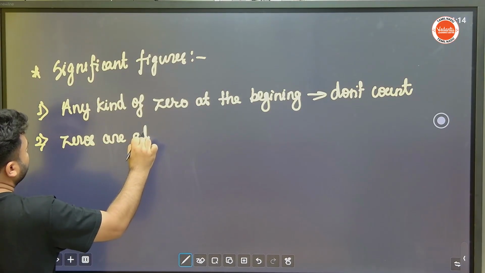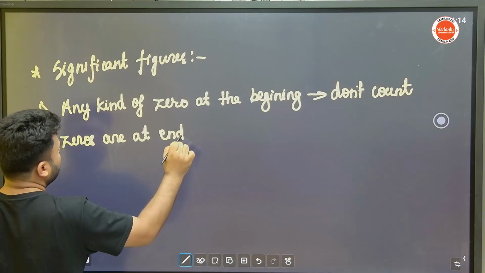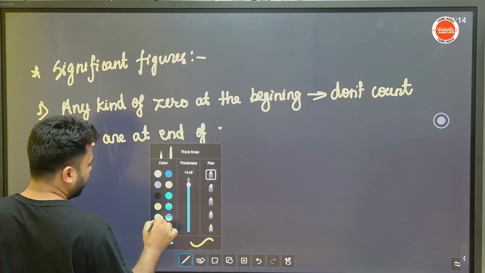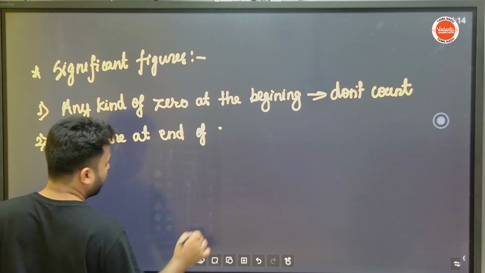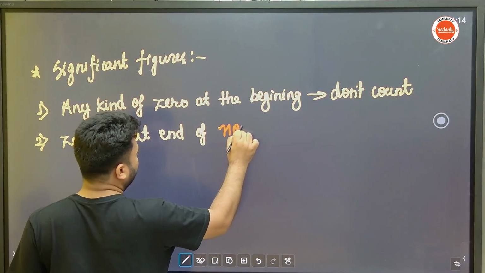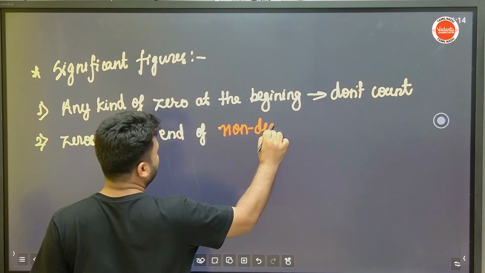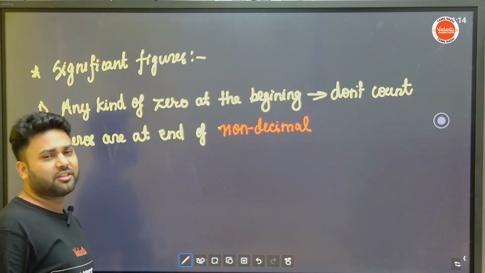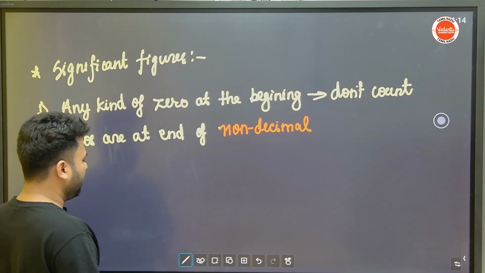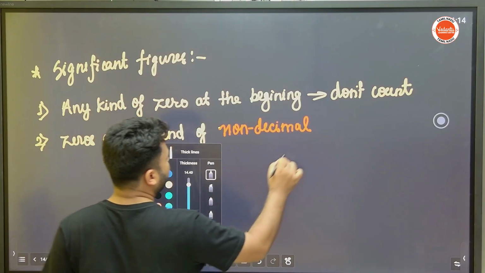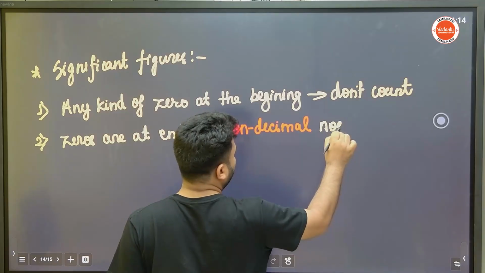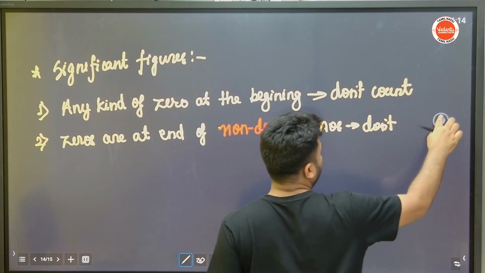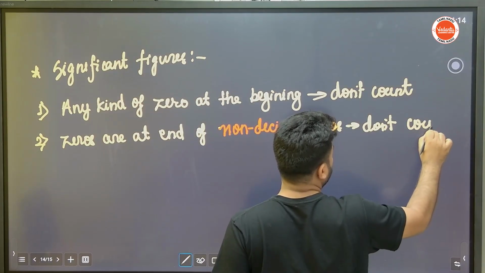And if zeros are at the end of a non-decimal number, see I am highlighting non-decimal number. Non-decimal means 28, 46, which does not involve decimal. Non-decimal number, then don't count. In all other cases, you can count.